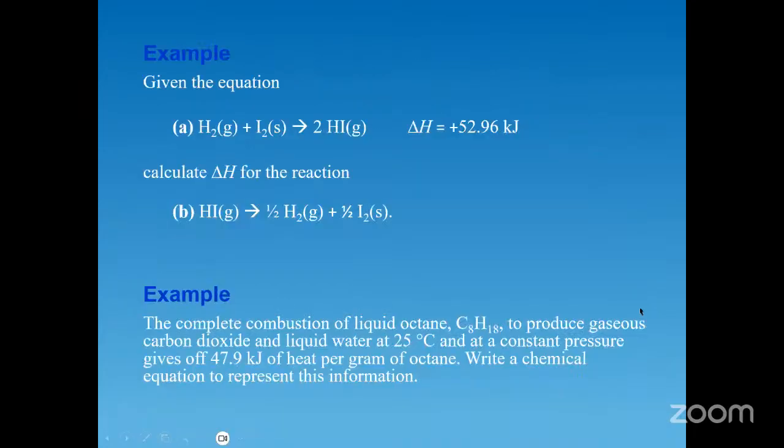All right? So let's look at this question here, this example. It says, given the equation, and it gives you the equation, and it also gives you the change in enthalpy value here, which is plus 52.96 kilojoules. The question is asking you to calculate delta H for this equation, all right? Before we get into it, let me ask you this. I want you to compare this equation to this equation, and tell me two differences between those two equations. There are two differences. What are they?